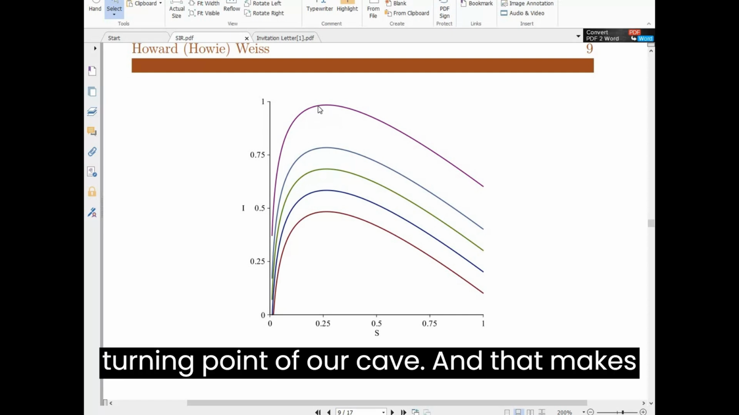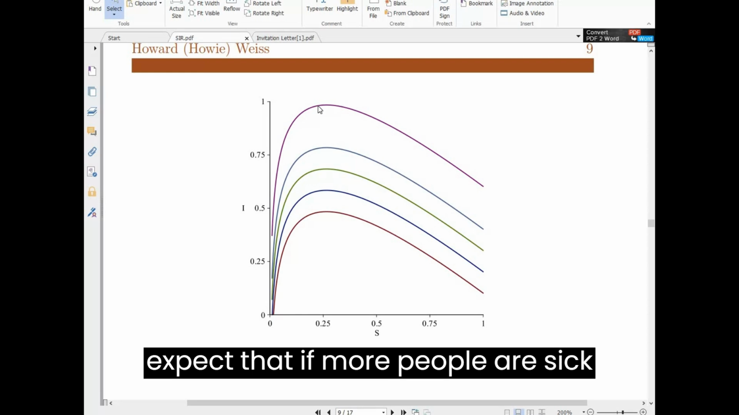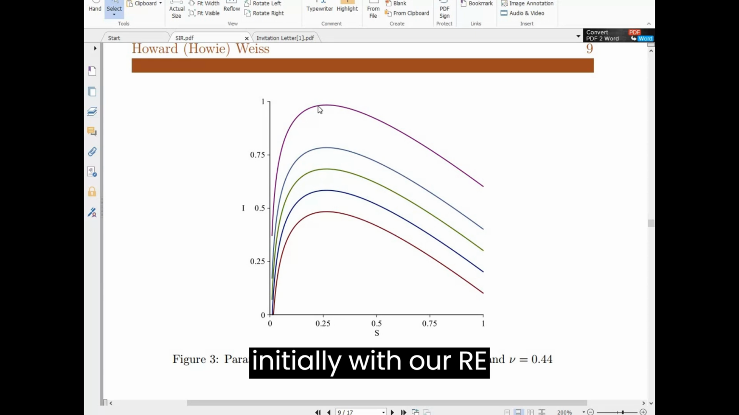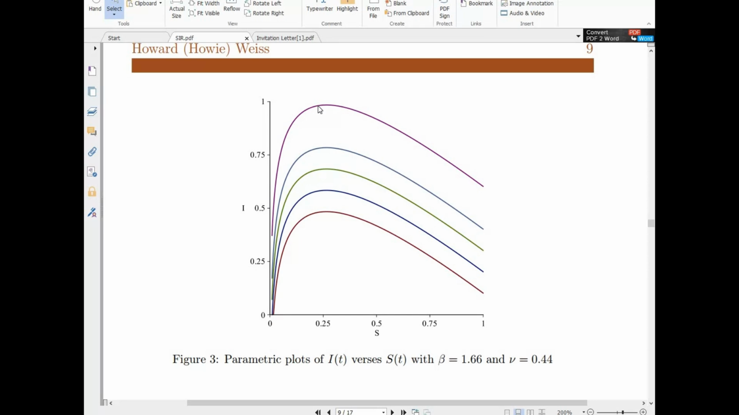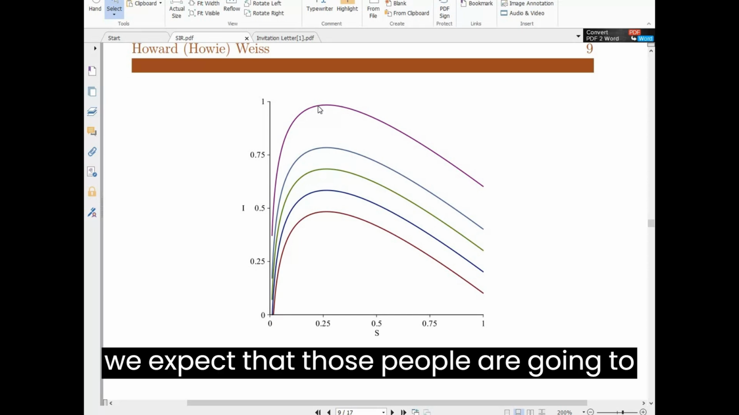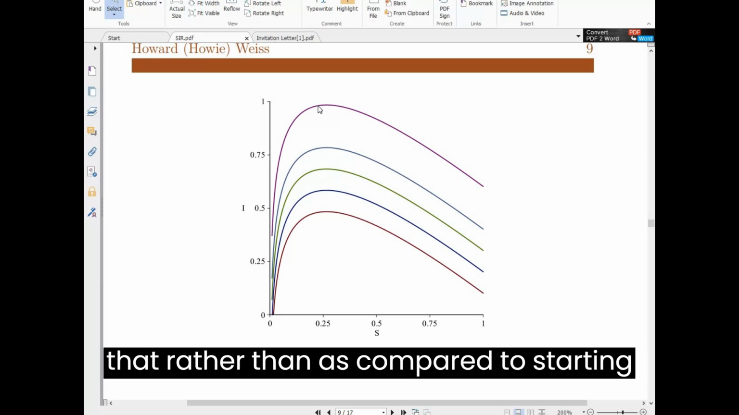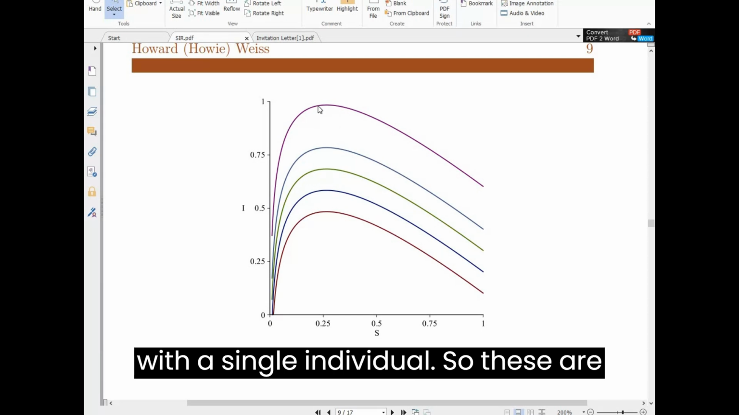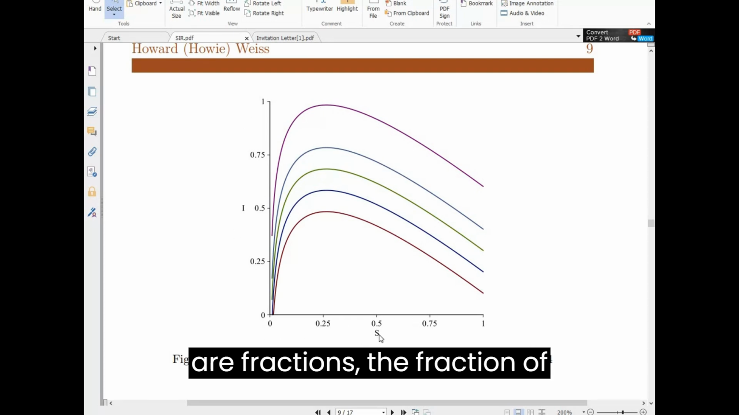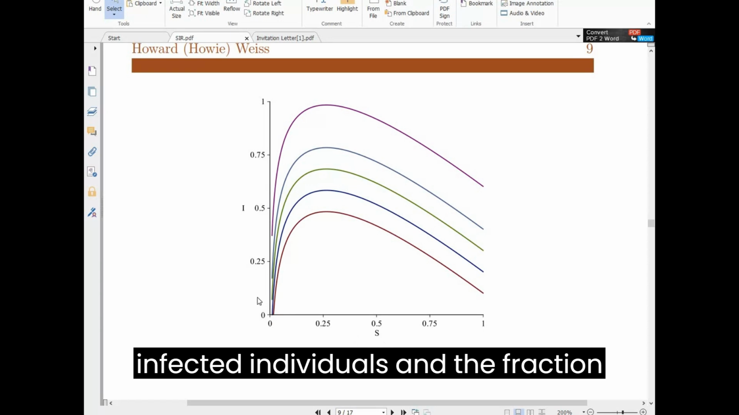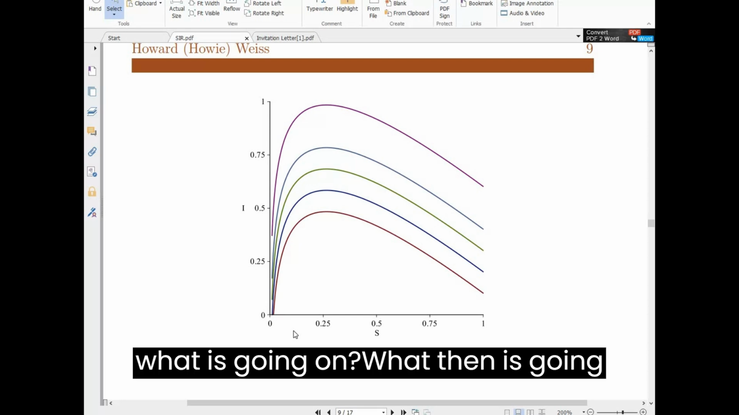And that makes a lot of sense, because we expect that if more people are sick initially with our RE, our effective reproduction number, then those people are going to infect more people at the same time, as compared to starting with a single individual. So please take note that these are fractions: the fraction of infected individuals and the fraction of susceptible individuals. All right. So what is going on?